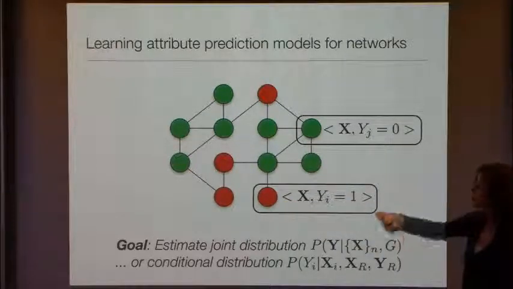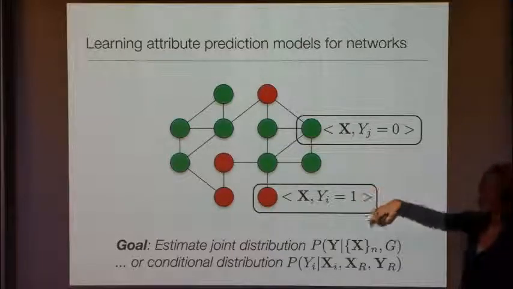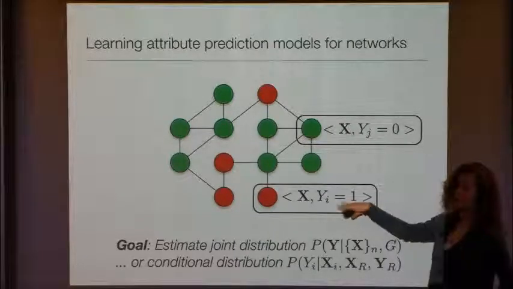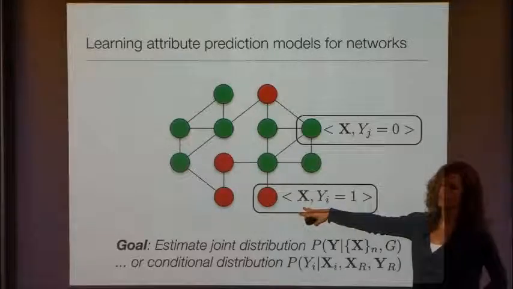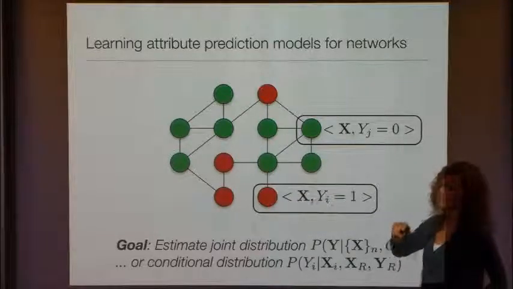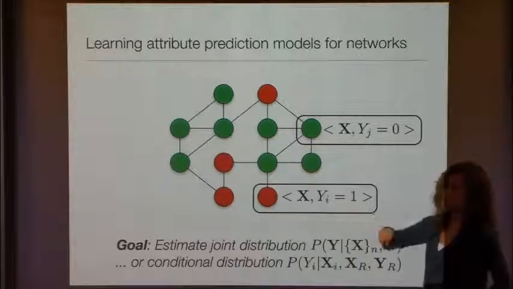So we might have some class label here that I'm coloring as red and green, which is our y's that we're trying to predict. And we have a bunch of other observed attributes x that we'll use to improve that prediction, but we're also exploiting the graph structure.